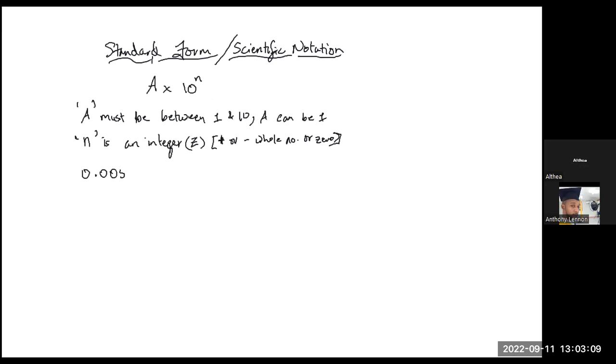0.005, and let's look at 500. Writing these in scientific notation. Okay, so for instance, let's start with the bottom one, 500. That can be written as what in standard form? Tell me what you think that is in standard form.